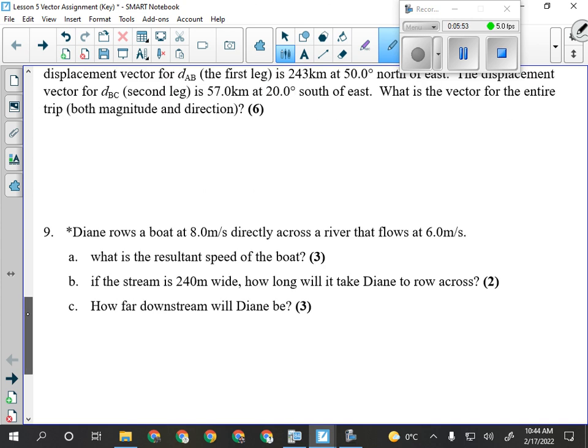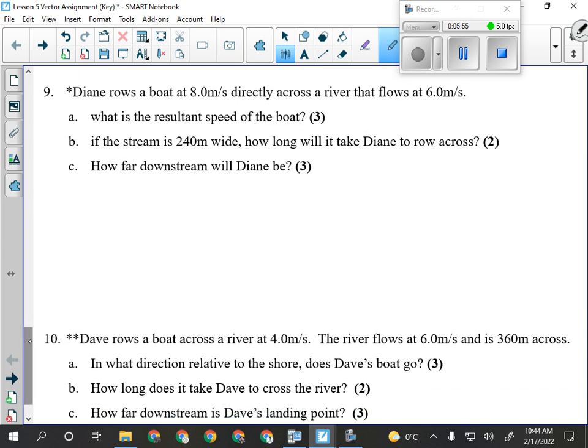And then 9 and 10 are your boat questions. And I will tell you right now, both of them are rowing across. We've done several questions just like every one of the ones on here. So there's nothing on here that should be surprising to you. We've done tons of questions like the ones on here.